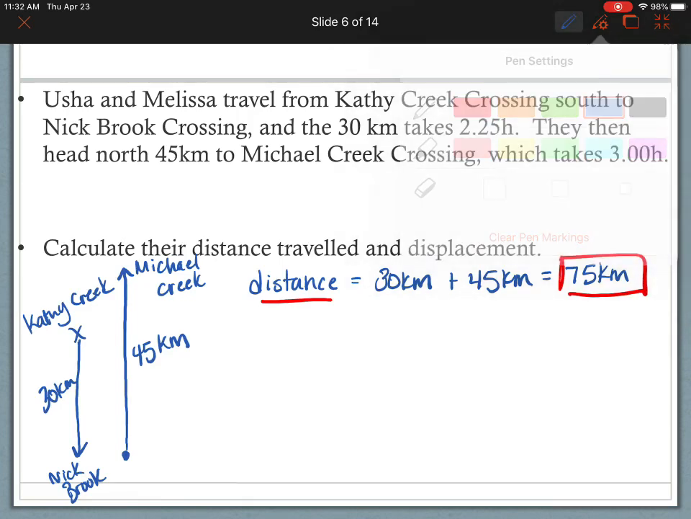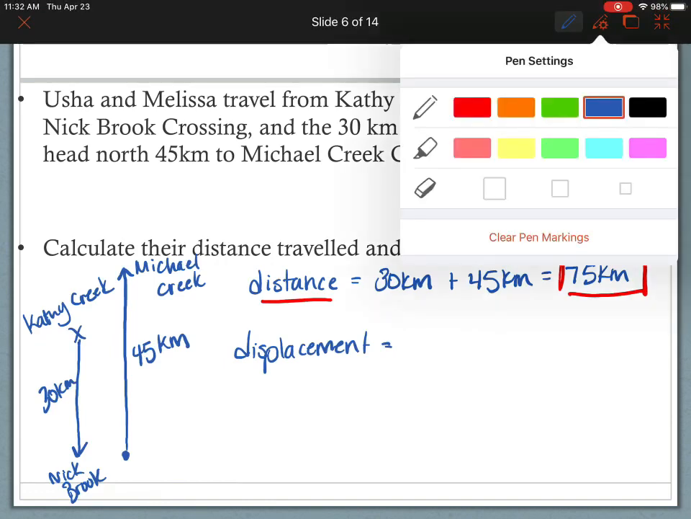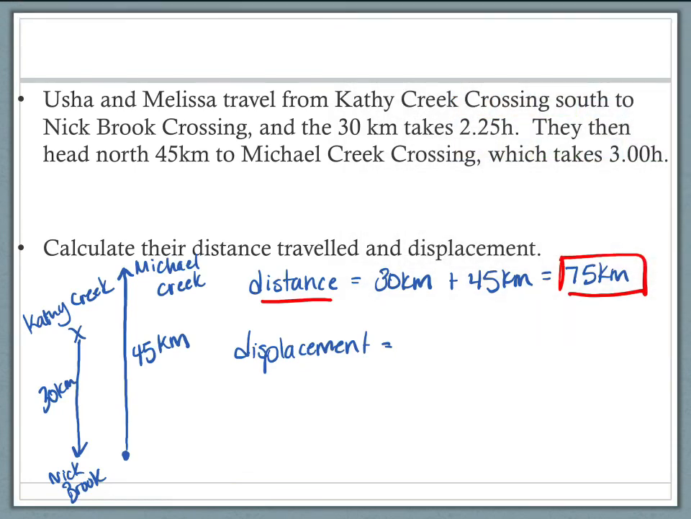Now we want to know about displacement. Okay, so now if we're talking about displacement, what happens? They go 30 kilometers south and then 45 kilometers north. So I just want to know how far away they are from their starting position. So if I'm looking at displacement, I'm just looking at what is this distance right here? Because here's the starting position, here's the ending position, okay? So I want to know what's the difference there. What is the displacement? And how far are they from their starting position?